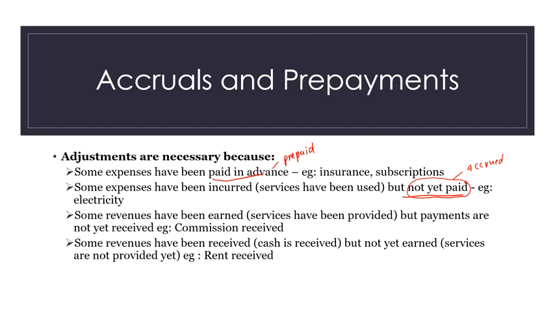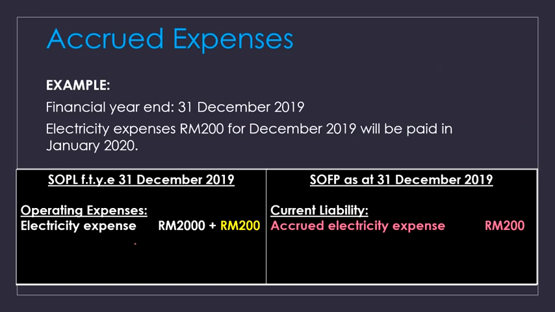Next, why do we need to make adjustments? Because some revenues have been incurred but payments are not yet received. Same thing. The earlier one talks about expenses, because we have accrued expenses and accrued revenue. Same thing. This one talks about revenue. Okay. So, next, we go to the example.